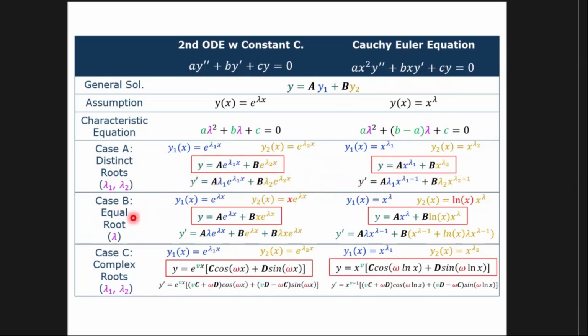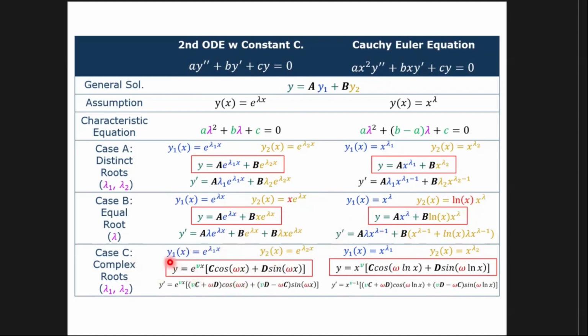For case B, for equal root, now you only have y1 because there's only one lambda, so we need a different assumption for y2. For this case, we have an x in front of the exponent, and we have ln x for the case of the Euler-Cauchy equation. So the general solution will be slightly different in terms of the second term over here and the second term over here. Okay, C.